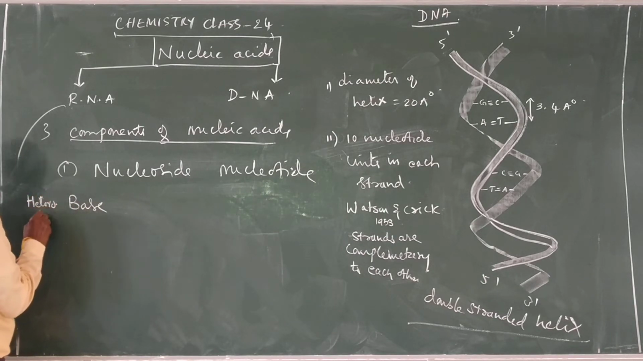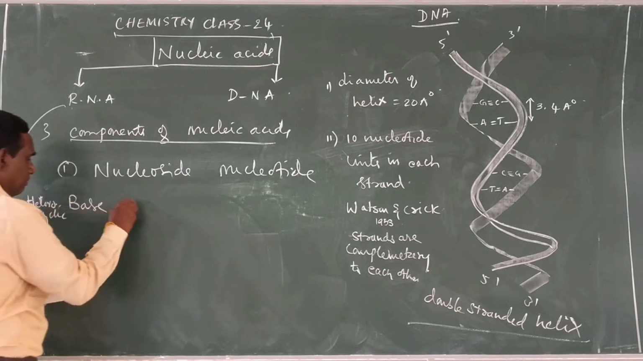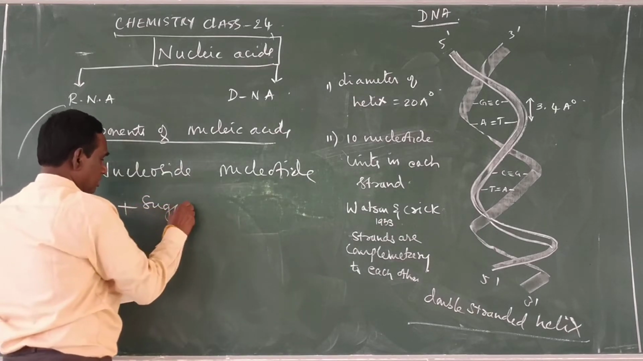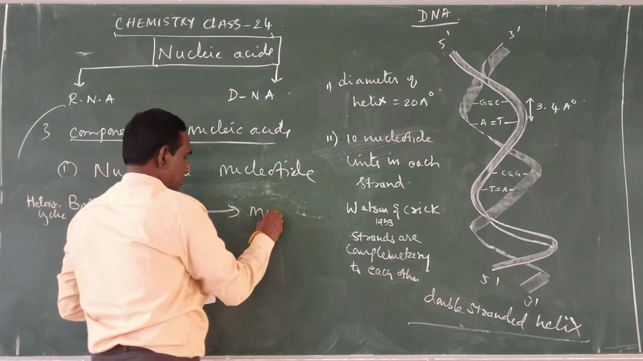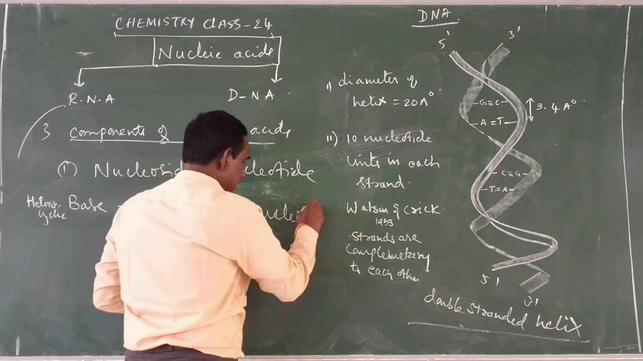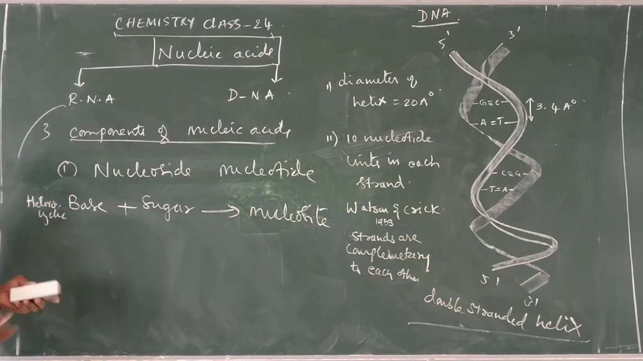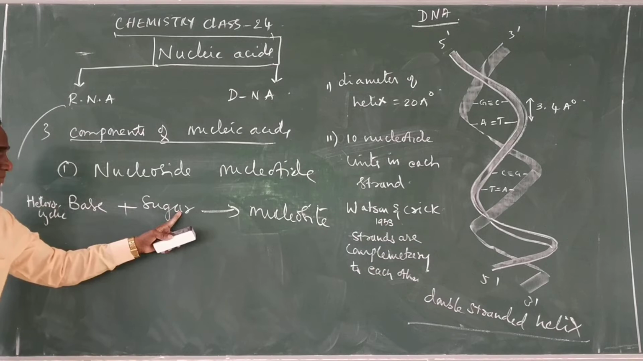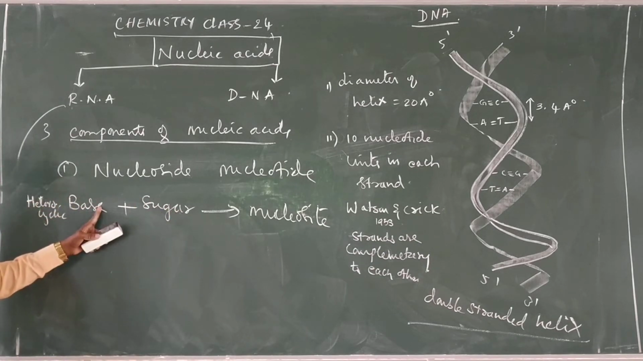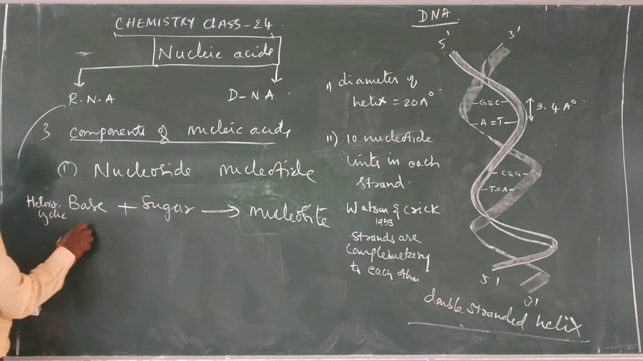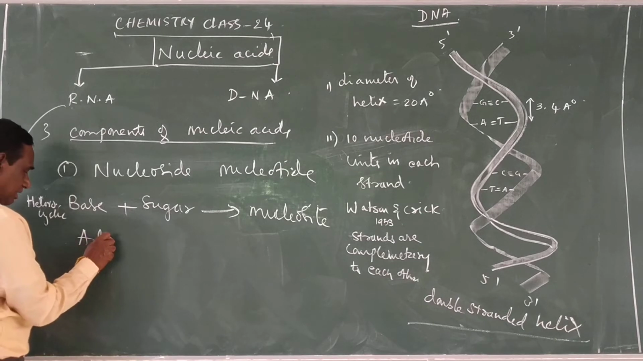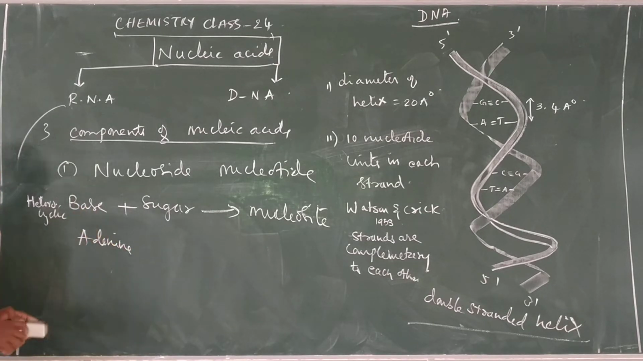Heterocyclic base plus sugar, you will be getting nucleosides. What is a nucleoside? A nucleoside is a unit obtained by the union of a sugar unit with heterocyclic bases. For example, adenosine. Adenine is the purine base.